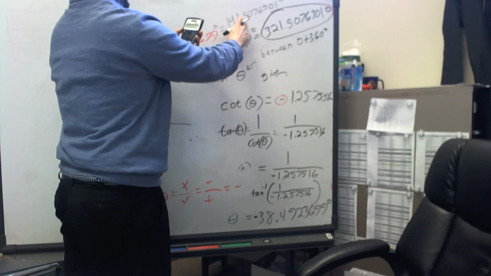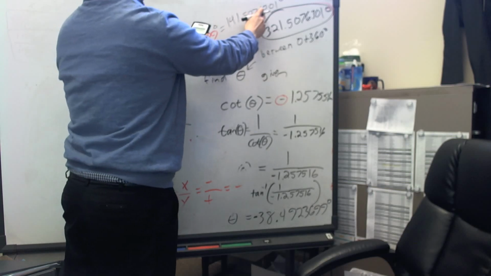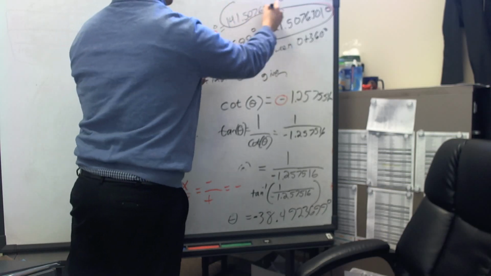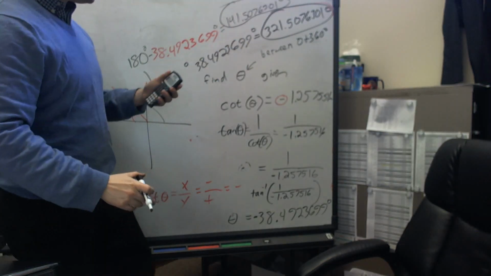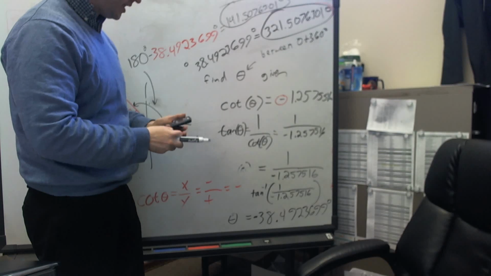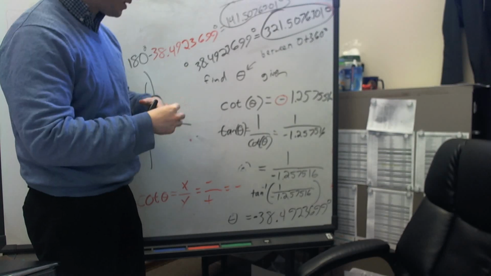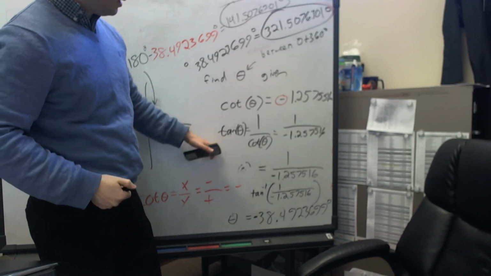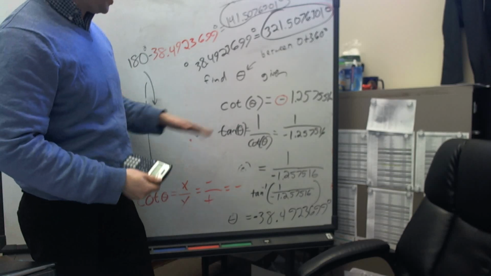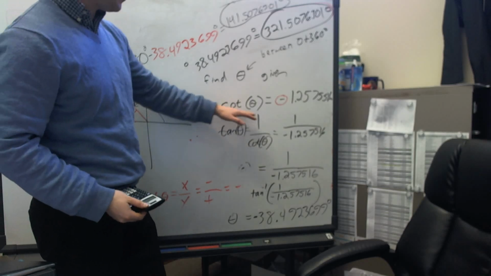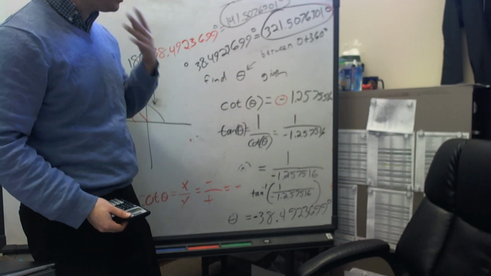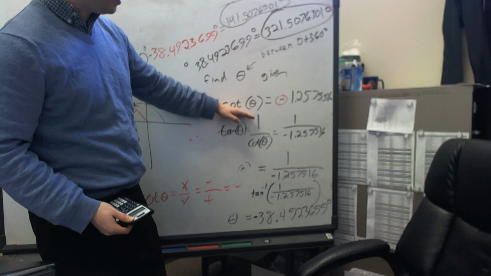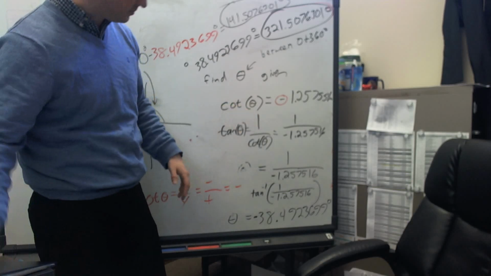So I get 141.5076301. And that is our second angle that satisfies this equation. And you should check this to see if it works. It's going to be kind of messy because we can't check it right from here. We can't really find the cotangent right away. Oh, I guess we could. We actually could do this really easily.